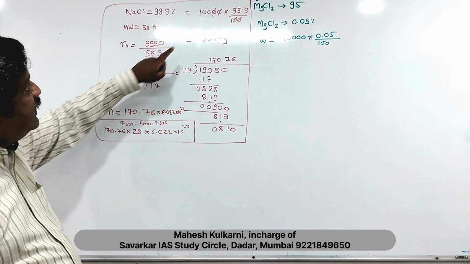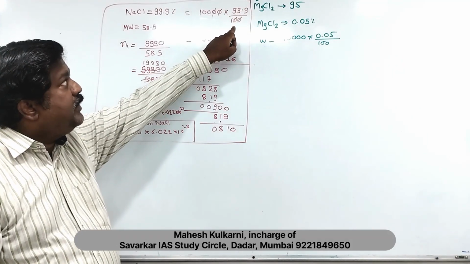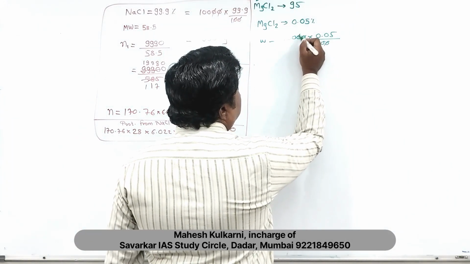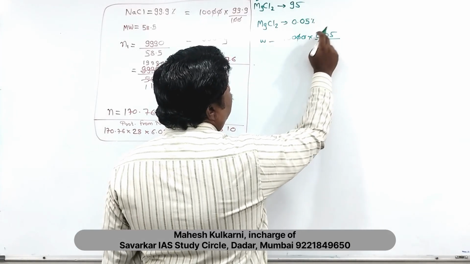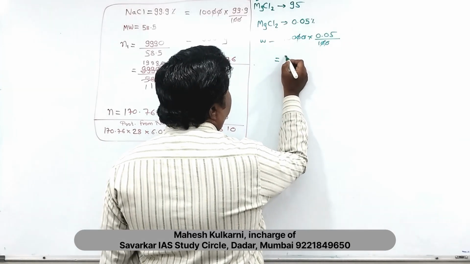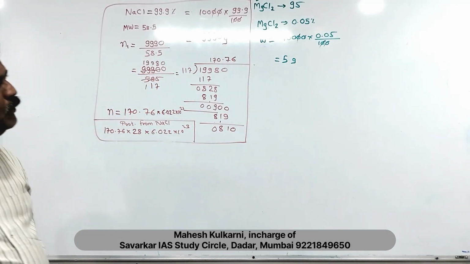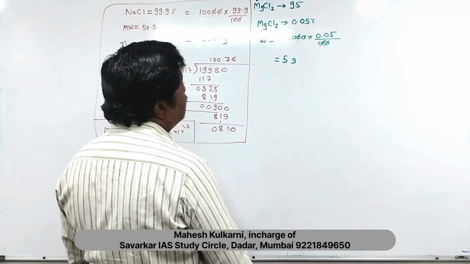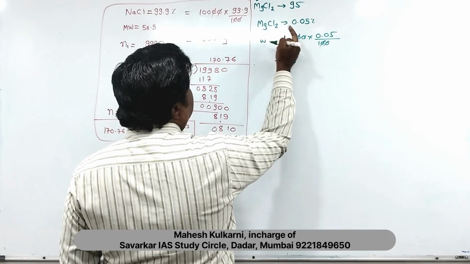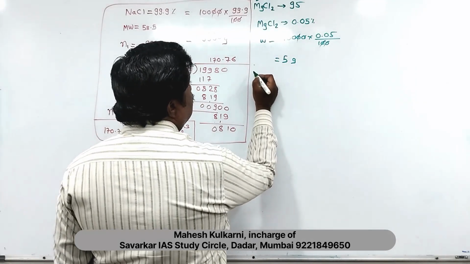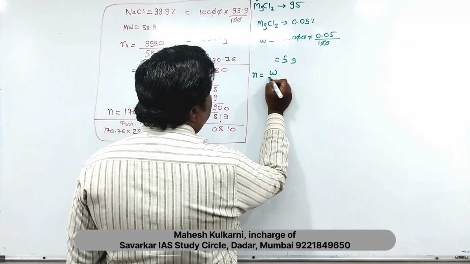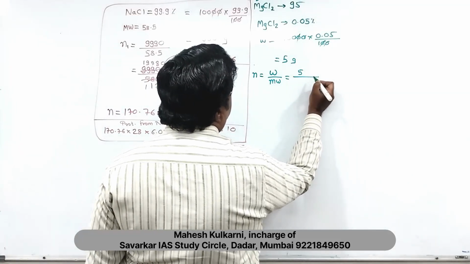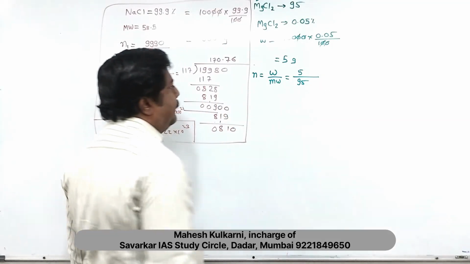So same calculation. See here what we have performed, 99% multiplied by 10,000. So 10, 10, 10, 10. Now remaining point is shifted and weight is 5 gram. So we got weight of magnesium chloride as 5 gram. We are aware magnesium chloride molecular weight is 95. So what is N? N equal to W upon MW. So it is 5 upon 95.